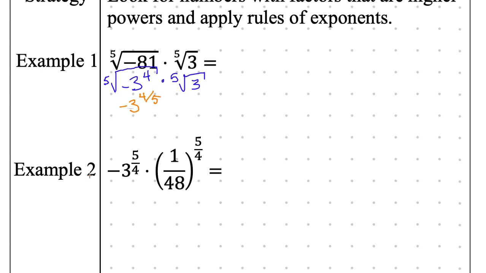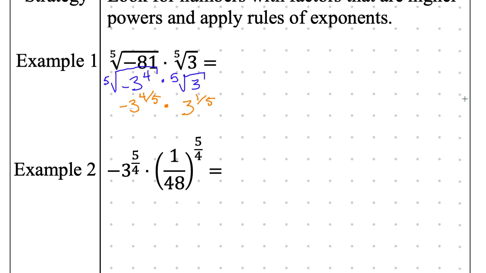Another volunteer. How do I rewrite the 5th root of 3 in exponential form? Colby. 3 to the power of 1 over 5, 1/5. No one is asking a question. I'm assuming that we're all okay by your silence.